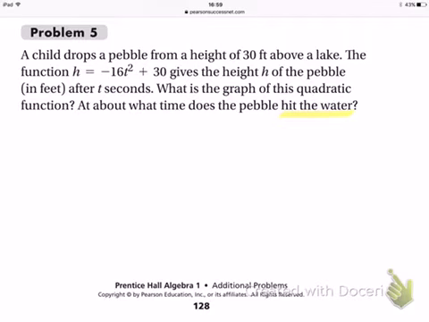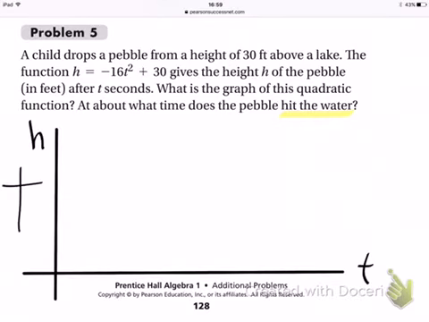So let's look at an example. A child drops a pebble from a height of 30 feet above a lake. The function h equals negative 16t squared plus 30 gives the height of the pebble after t seconds. What is the graph of this function, and about what time does the pebble hit the water? Well, more importantly, the pebble hitting the water is what we're trying to get, but let's look at the graph first. So let's make an h and t axis, and we have a t table.